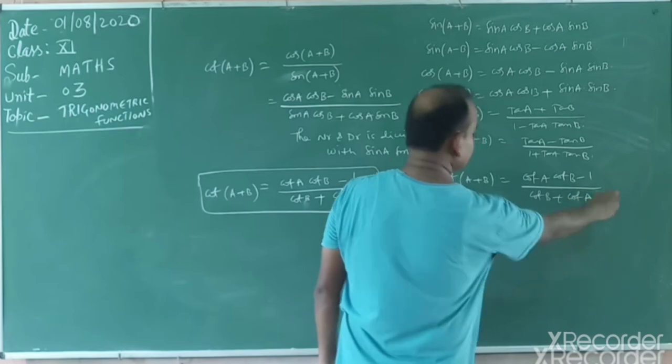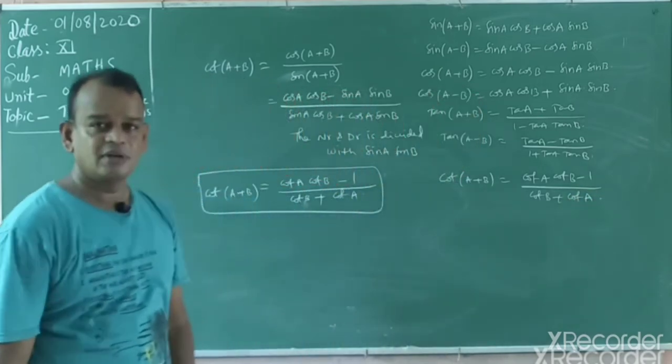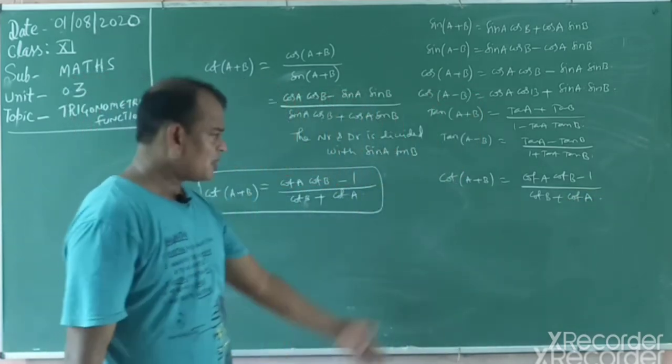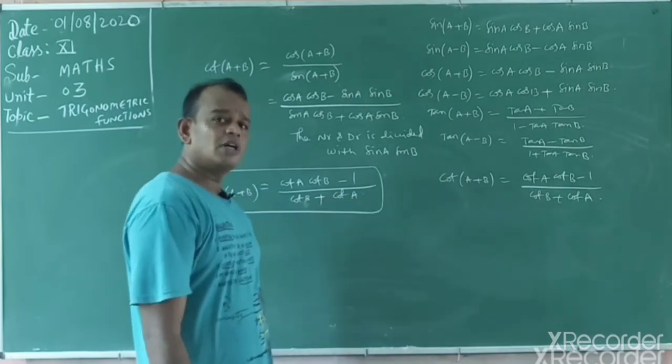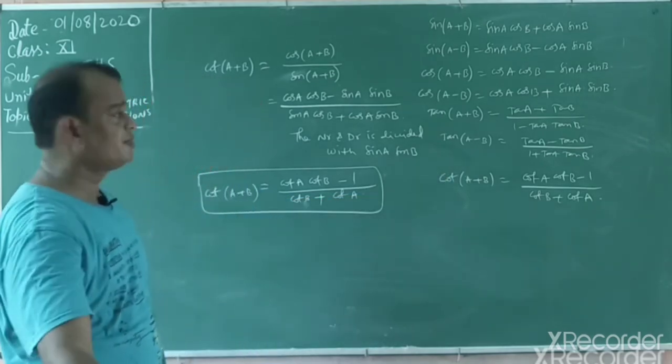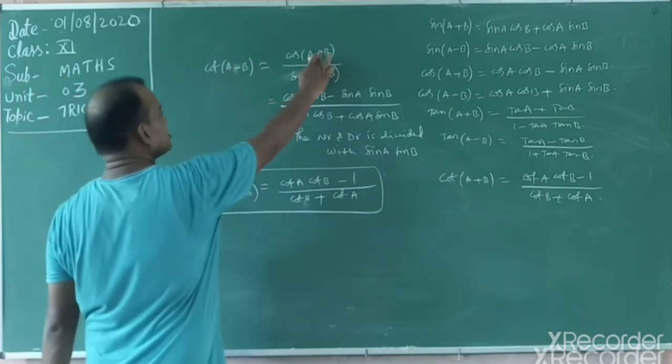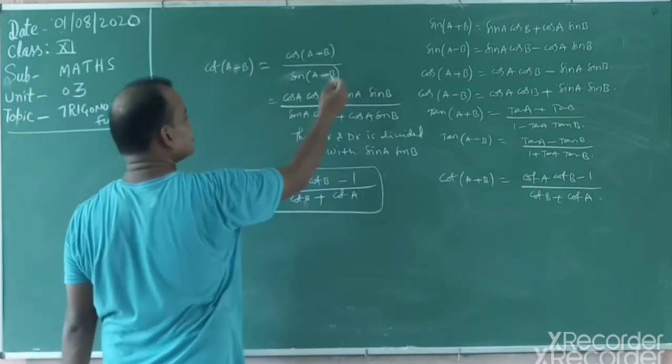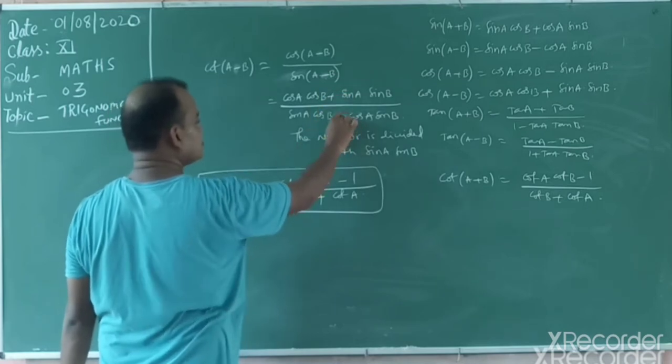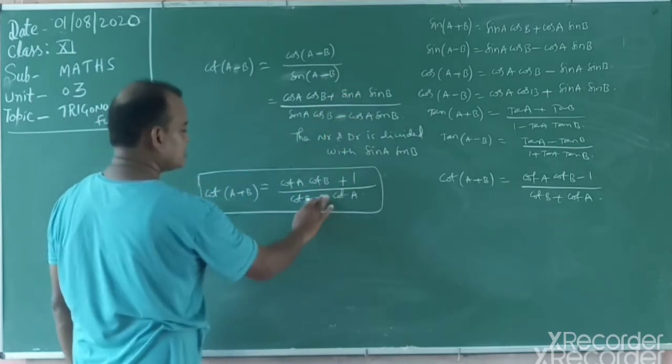Cot B plus cot A. You understood? Very simple one. Now cot of A minus B, what happened? Next one. First of all, cot of A minus B. This is minus, this is minus, this is minus. This is plus, this is minus. This is plus, this is minus.